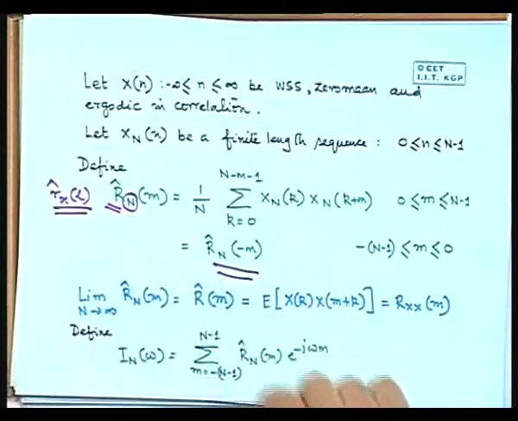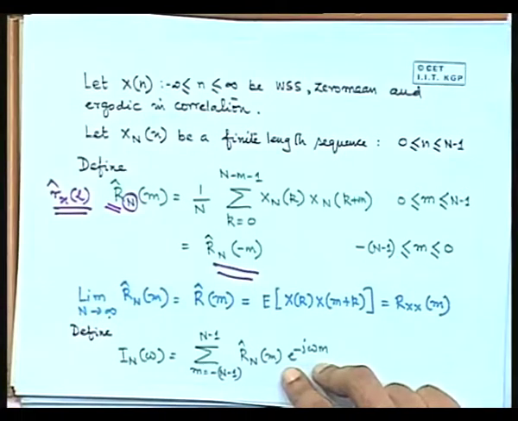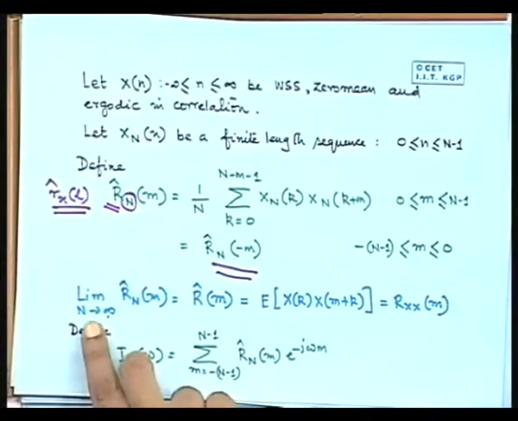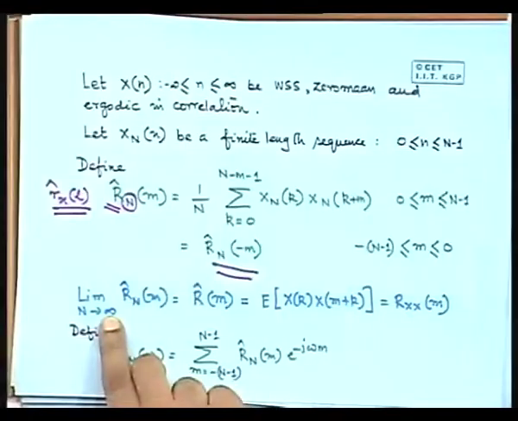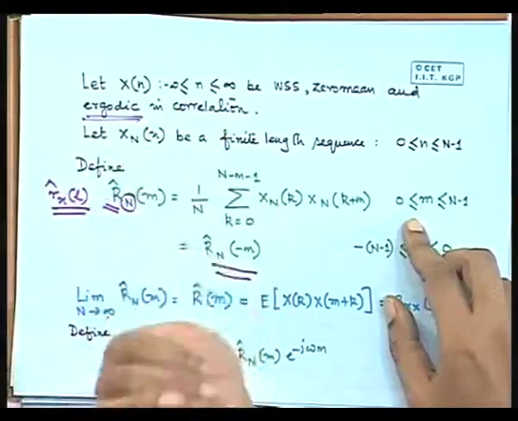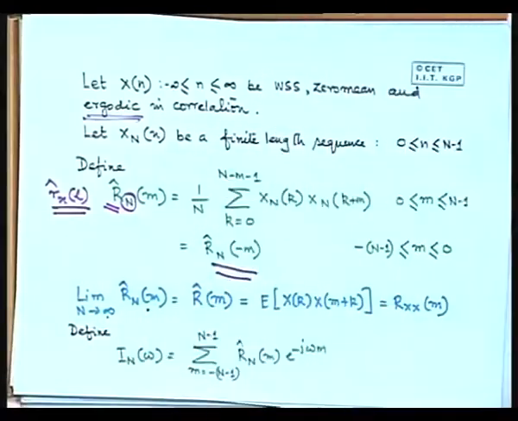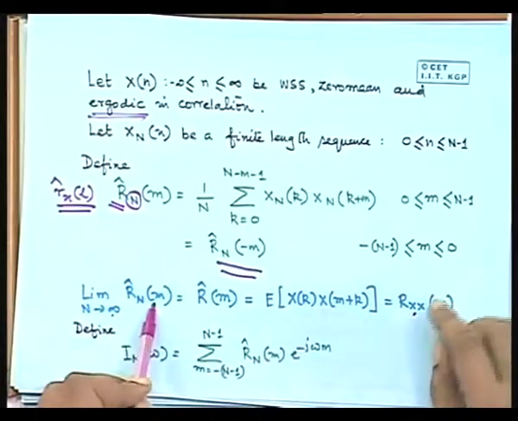that we had seen previously, same formula. And what is the limit of n tending to infinity of R hat n(m)? Obviously it is Rxx(m), limit n tending to infinity, because why? See, I have not taken expectation, I have just taken n tending to infinity, because I have assumed that the process is ergodic. So if the process is ergodic, then time average is equal to ensemble average by assumption. So this long time average will converge on the ensemble average. So therefore this will be equal to this.